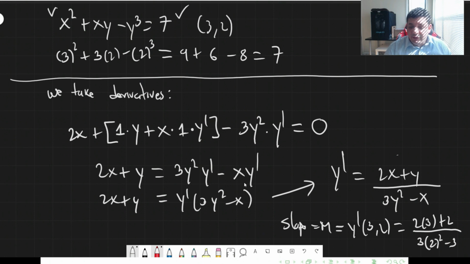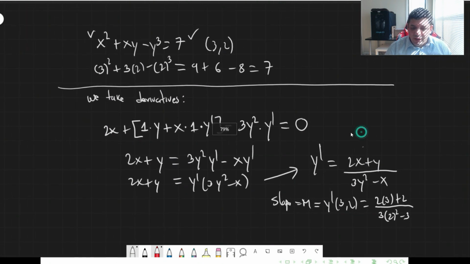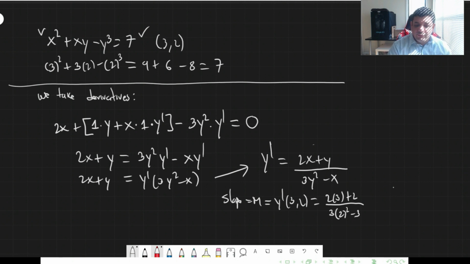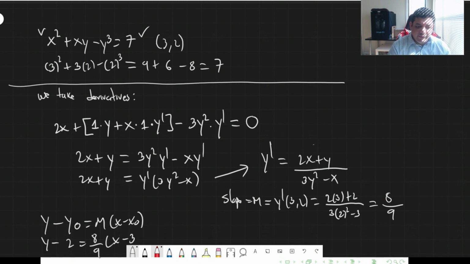One of the things is hopefully we don't have a 0 in the denominator for this situation. Otherwise we're just going to have an infinite slope, which is going to give me a vertical tangent situation. But in this case, the numerator is 8. And in the denominator, 3 times 4 is 12, minus 3 is 9, so 8 over 9. So this is my slope. I have the point, so I use the point-slope formula, and I find the equation of the tangent line.